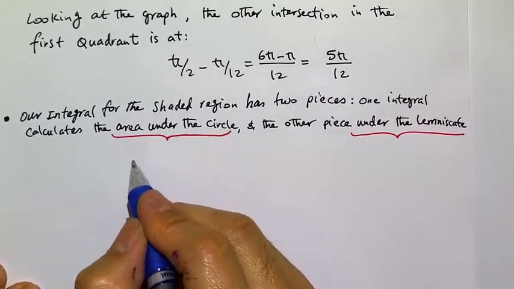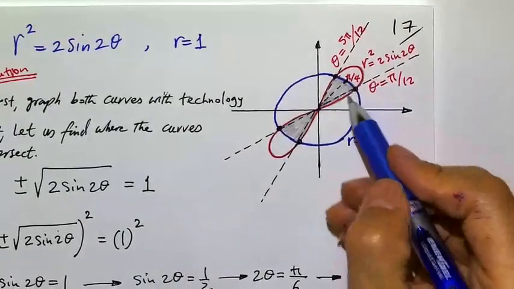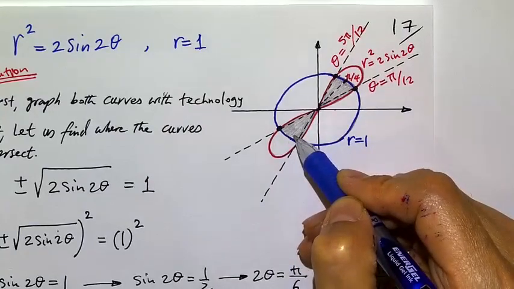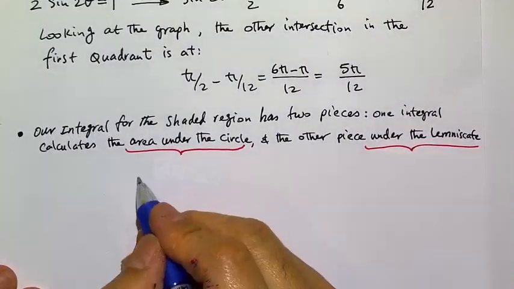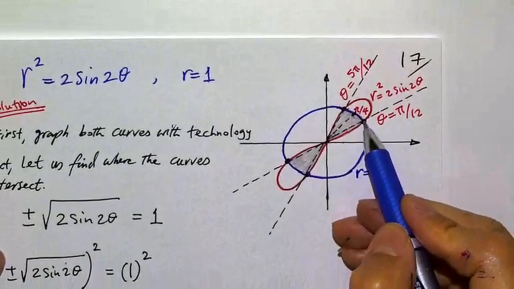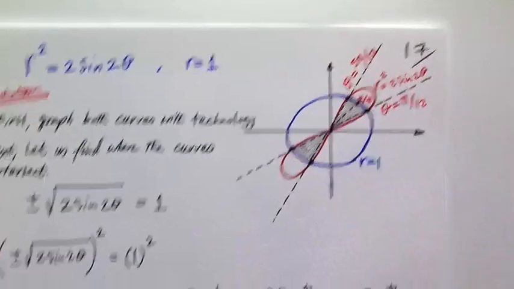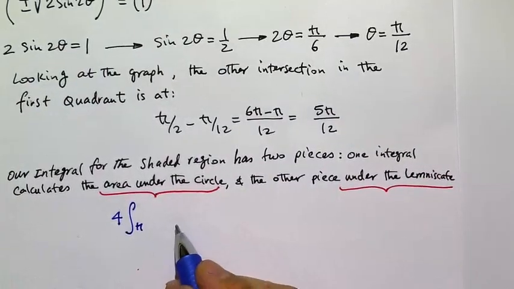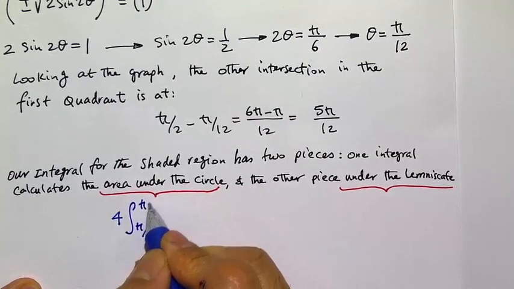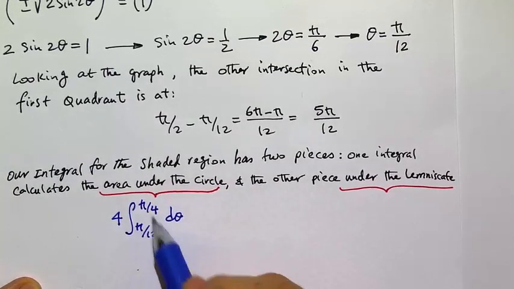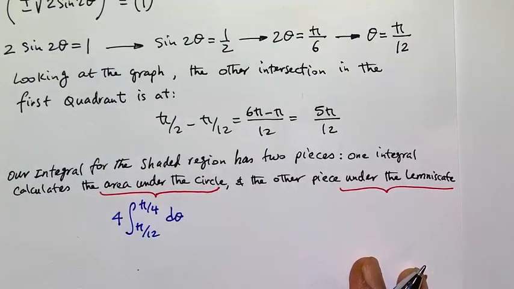So this piece will be, and I'm talking about all 4 regions, and we have 2 such pieces on this side, right? So we have 4 such pieces, and we should integrate from pi over 12 to pi over 4, d theta. I'm generalizing before I actually go to the integral, so you know what's going on here.